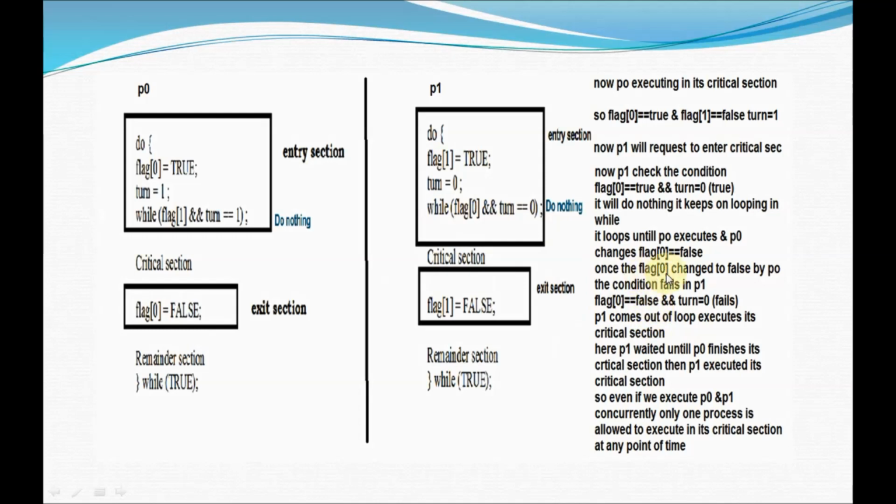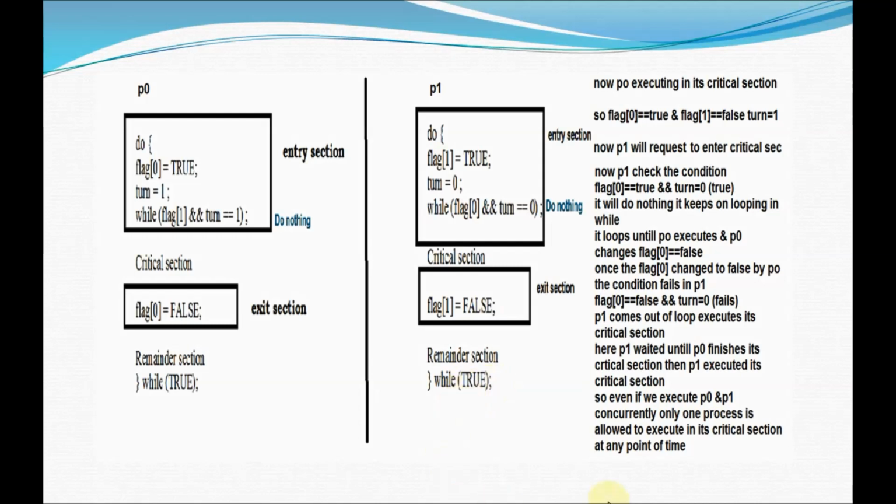Once flag 0 is changed to false by P0, the condition fails in P1. How does it fail? You can see here. Now the flag value is changed by P0 to false. See, while flag of 0, earlier it was true, but now it is changed to false. That's why the condition fails. P1 comes out of the while loop. It will enter into its critical section, right? And it will execute.